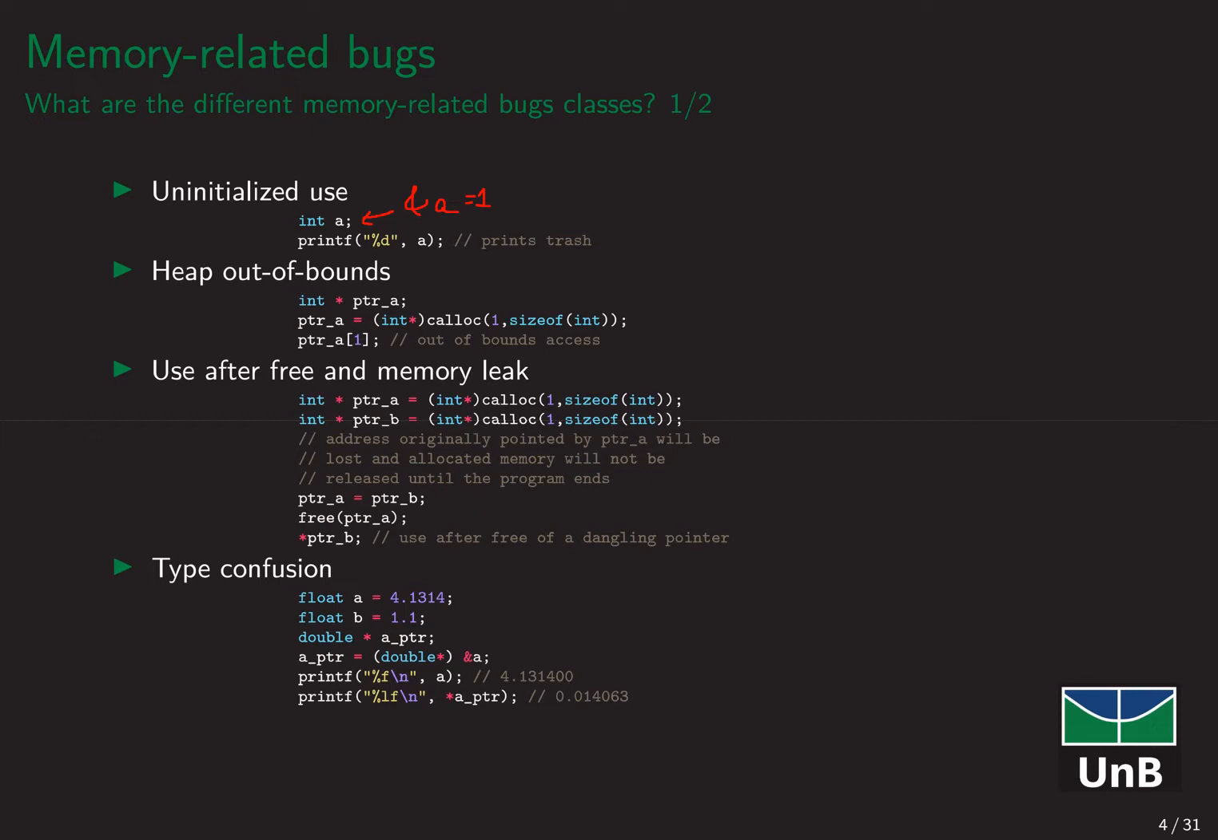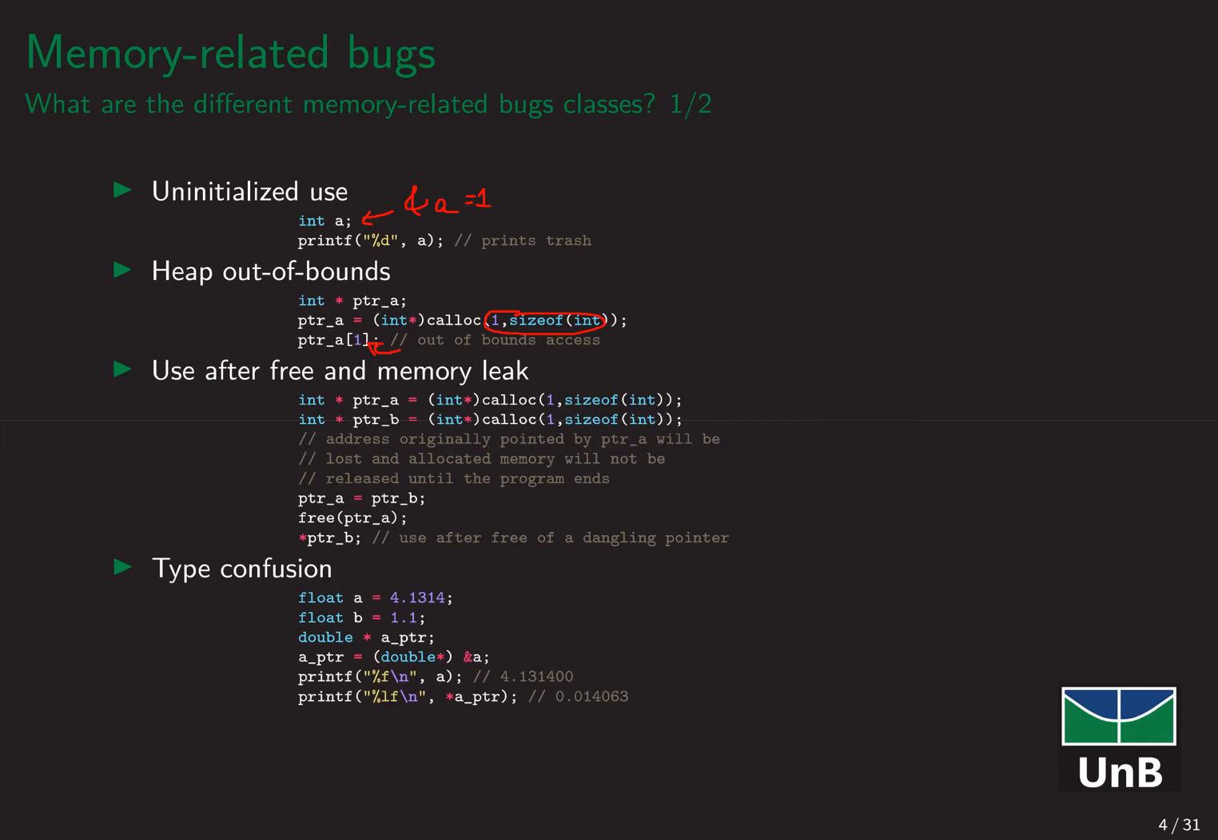In the second example, we have a heap out of bounds, where we allocate a single integer, but we try to access the second integer, which will cause an out-of-bound access, where we can read or modify a variable that was not allocated. In the third example, we have use after free and a memory leak.